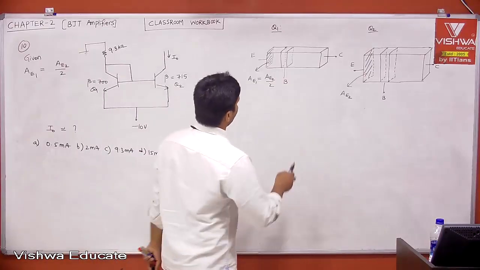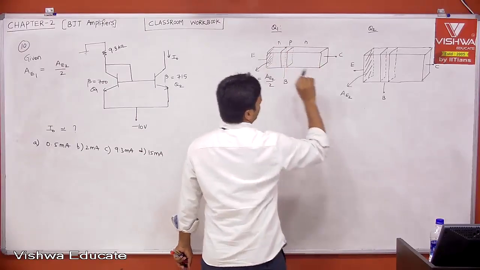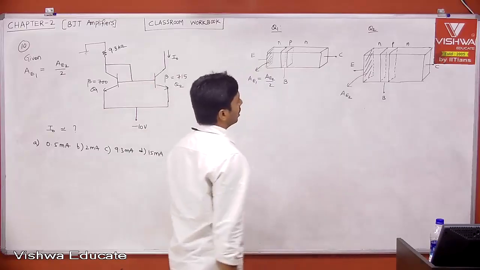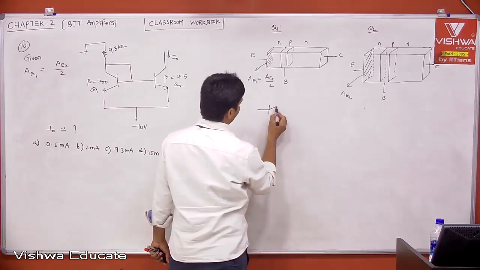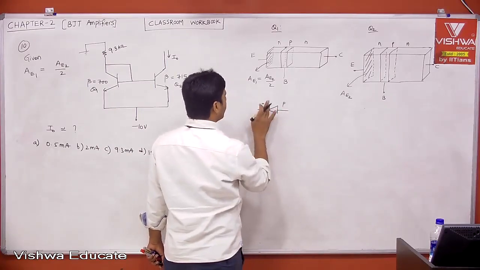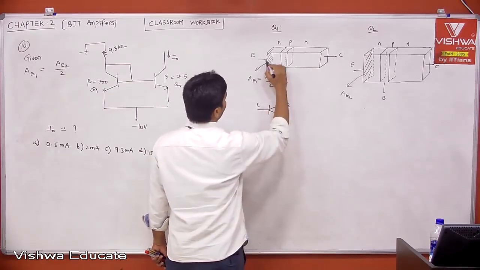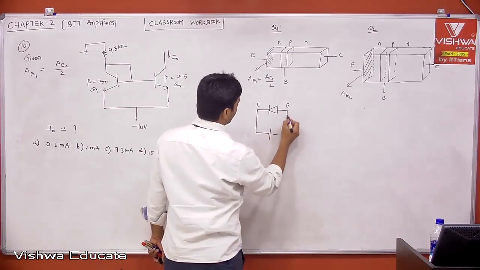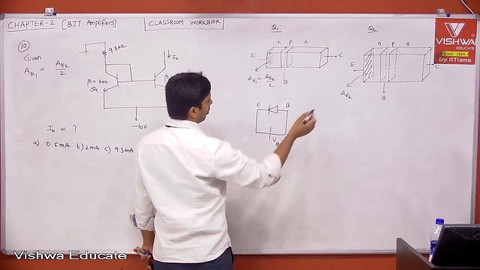Let us say this is your NPN transistor, N plus P minus, and this is also an NPN transistor. Basically, these two are NPN transistors, right? Then this is nothing but a PN junction diode. This is N, this is P. This is the emitter and this is your base. Now let us apply the base to emitter voltage, VBE.